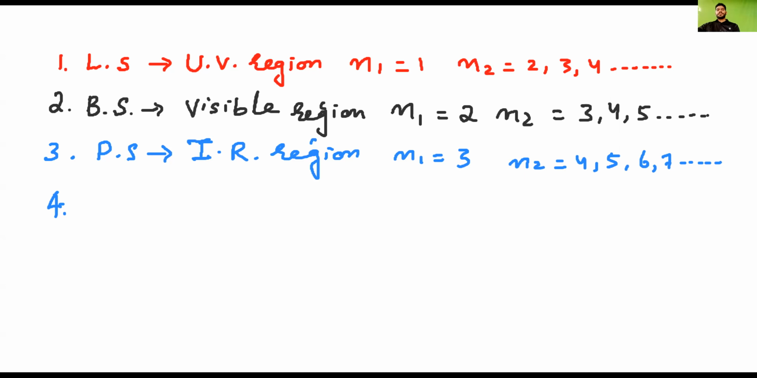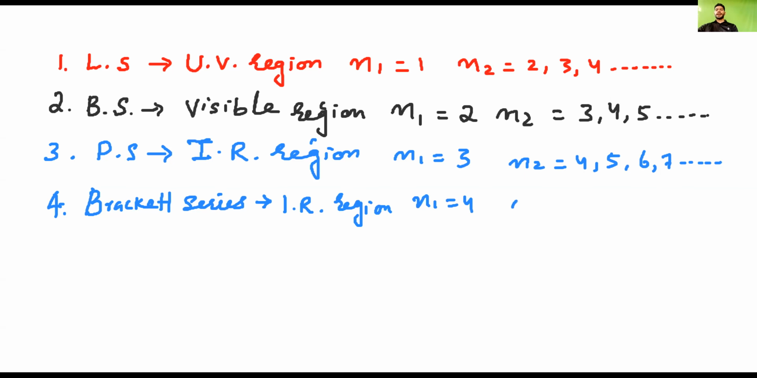Okay, Lyman series, then Balmer, Paschen, and then it is the Brackett series, right? In case of the Brackett series, it also lies in the infrared region. And here n1 value will be 4, and n2 value will be greater than 4, that is 5, it can be 6, it can be 7, etc.